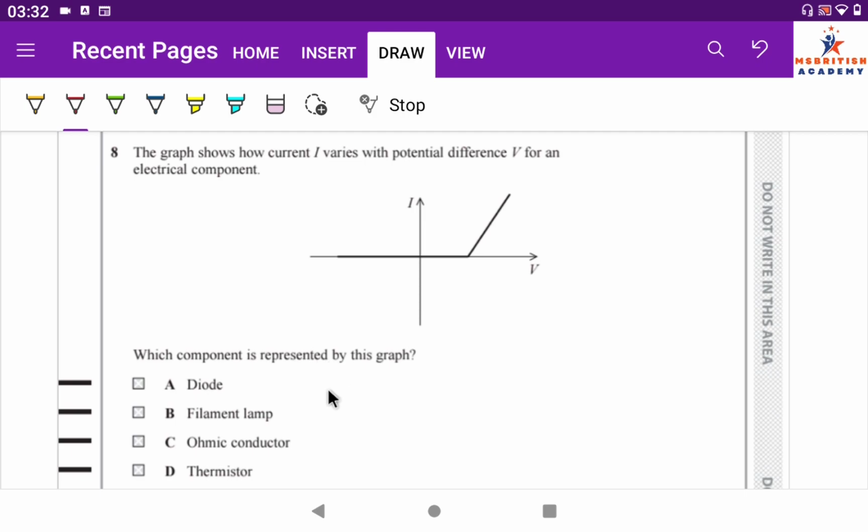So first, the diode graph looks like this. It is touching here, and it goes much like this, not like this. And this is a part of this. So you can say A is the correct answer for question number 8, diode.